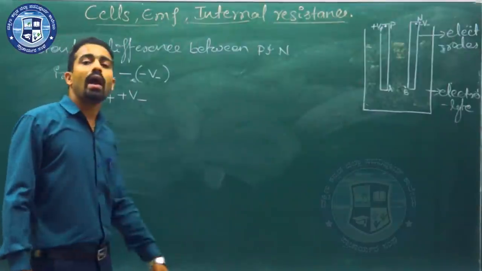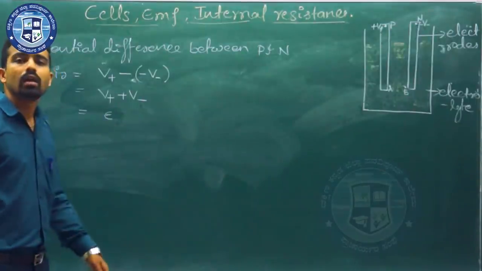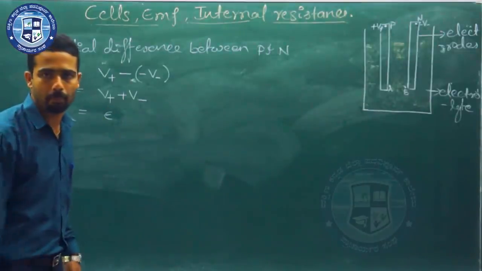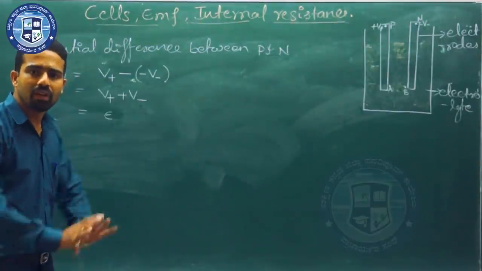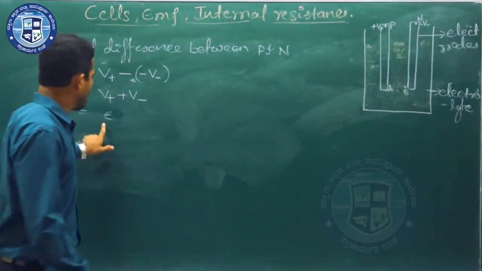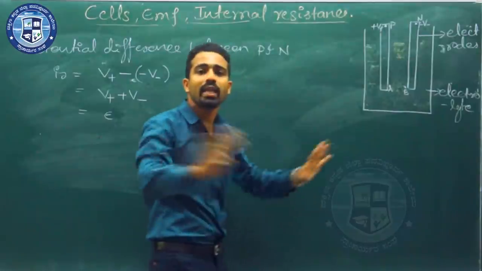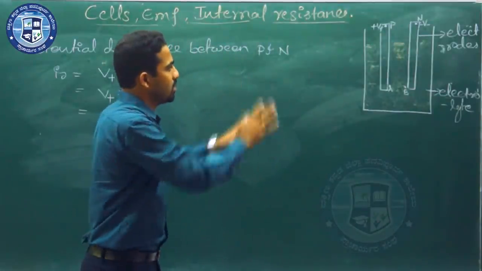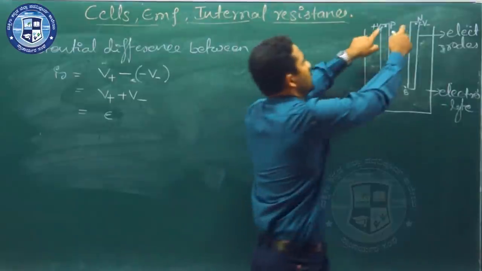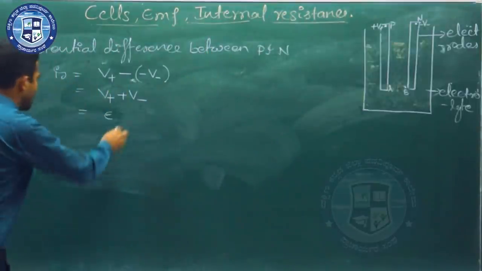Now I will introduce another term here. Instead of writing this, I will write E here. E is called electromotive force, simply known as EMF. It is electromotive force, but it is not a force. It is the potential difference between the electrodes when this cell is not connected to any external circuit. If this cell is not connected to any cell or resistor, then the potential developed across these electrodes is called the electromotive force. Now, this is E.